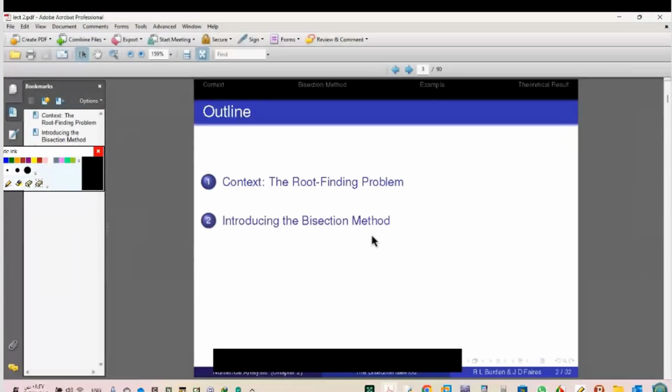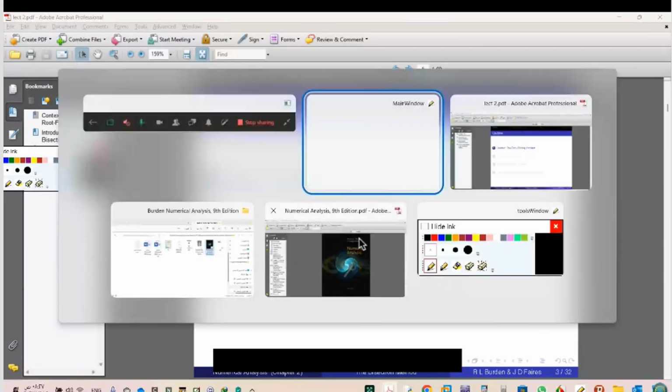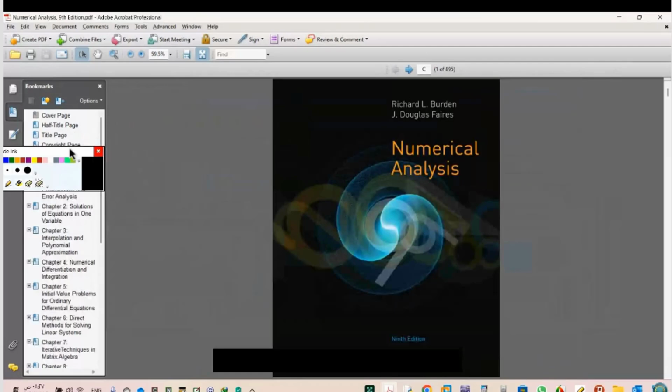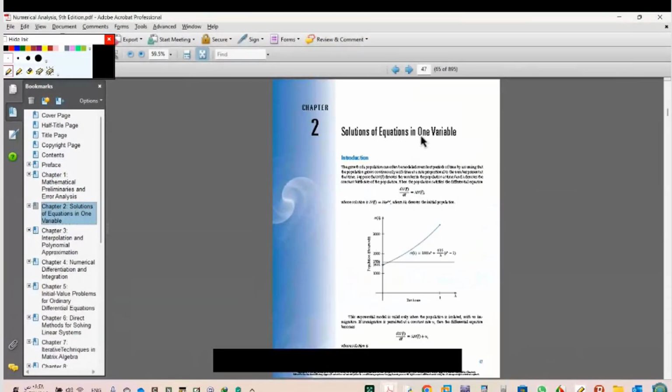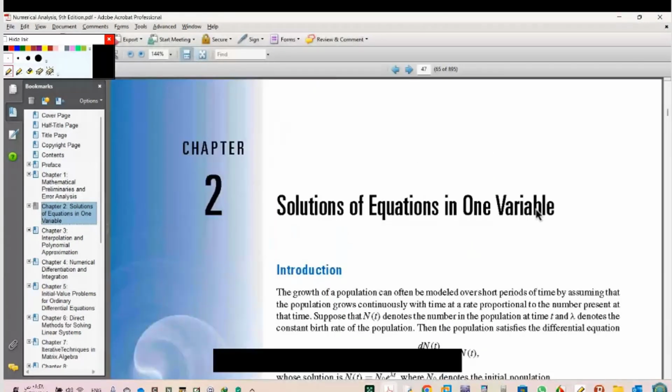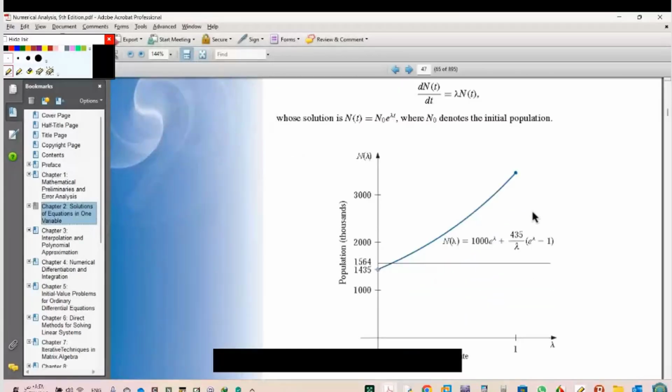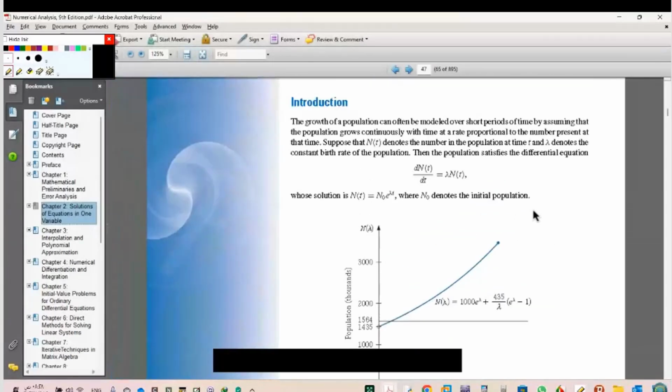Today we'll talk about something very important, and in your book it's in chapter number 2. If you ask me, John, where is it? This is chapter number 2: Solution of equation in one variable. Again, this is a little bit long, so excuse me. Focus with me about this one.